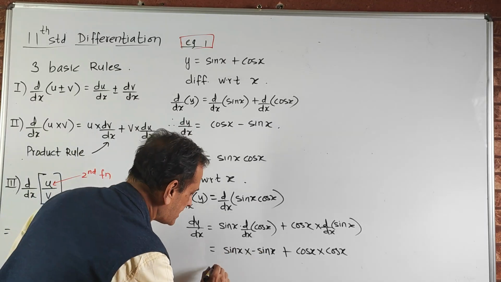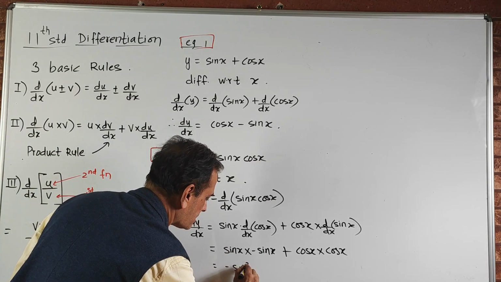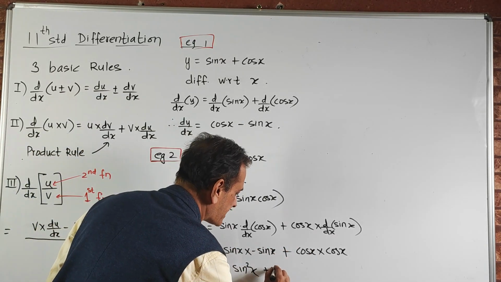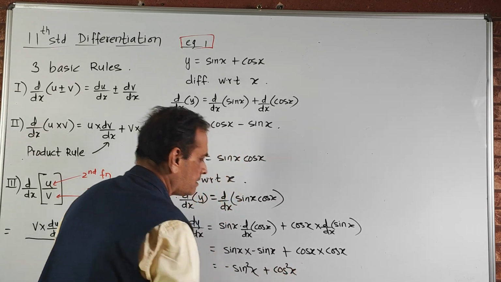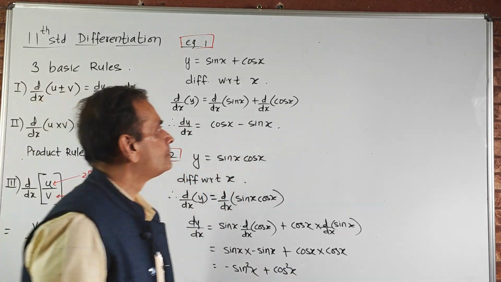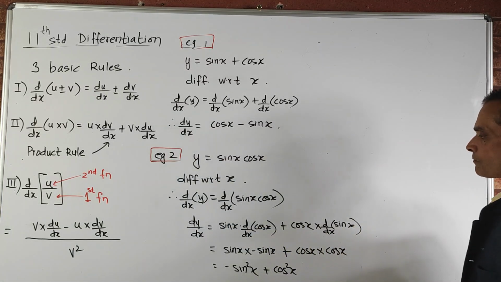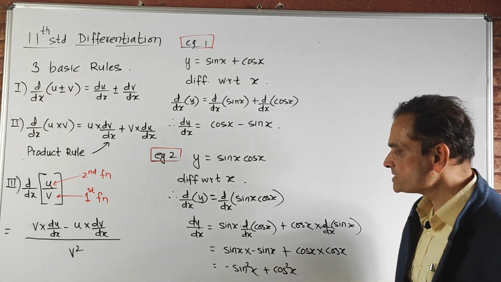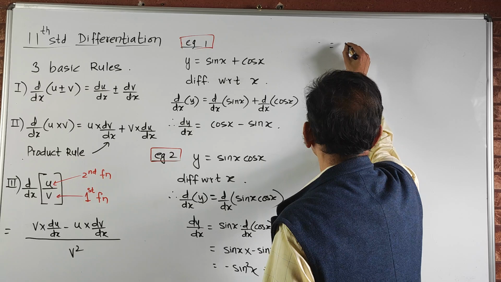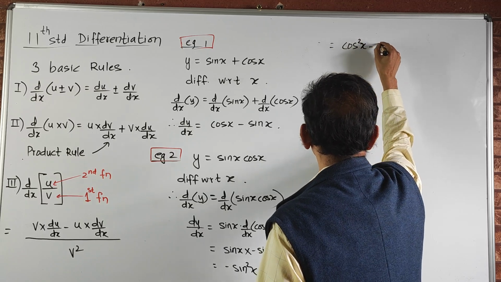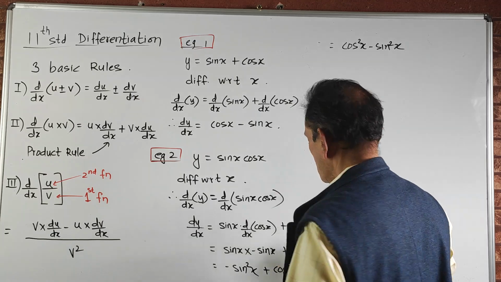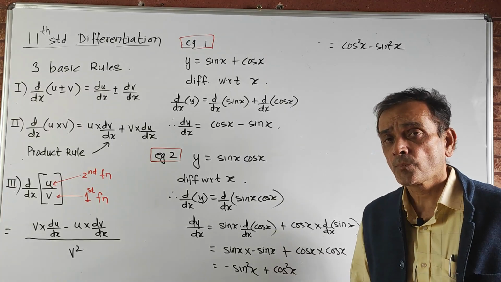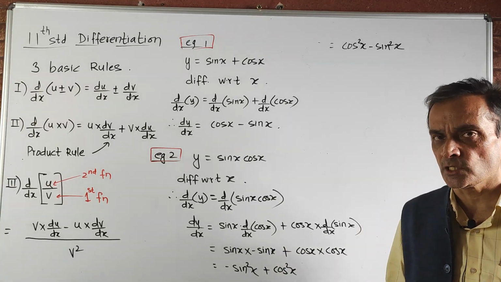Now sin x into minus sin x, minus sin squared x, plus into minus is minus, cos x into cos x, cos squared x. So यहाँ पे मैं लिखने वाला हूँ, I will write cos squared x first, then sin squared x. Positive term first, followed by negative term. Now there is one more formula. We are going to revise trigonometric formula in some other lecture.